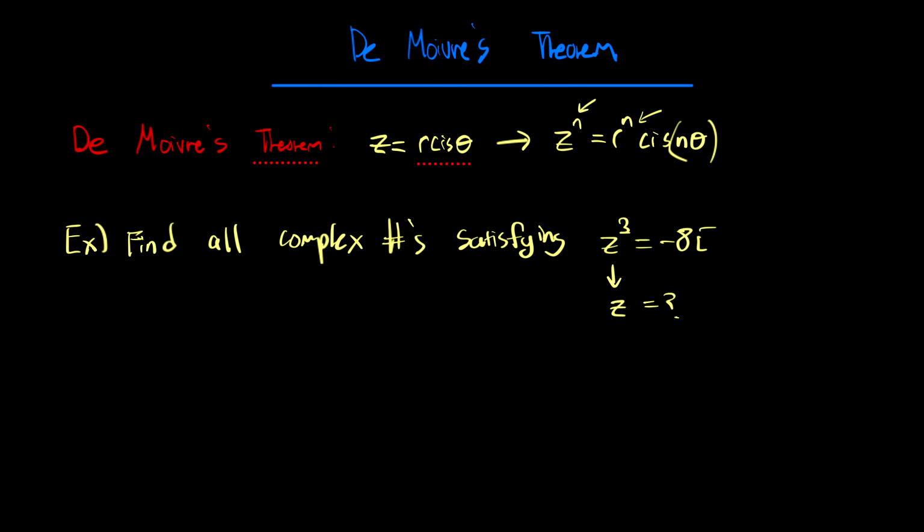Now, the first thing I'm going to do is structure this complex number in such a way that I can use de Moivre's theorem. Right now, it's not in polar form, so we can't use it. So that's going to be the first task, to convert this negative 8i into polar form. So let's take a look. This is essentially 0 minus 8i.